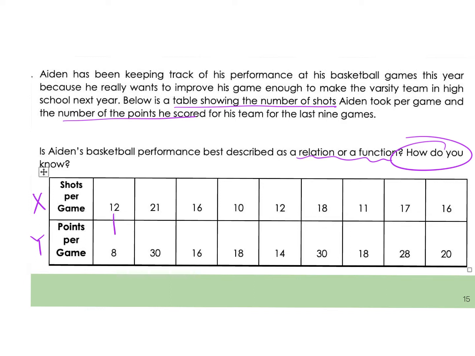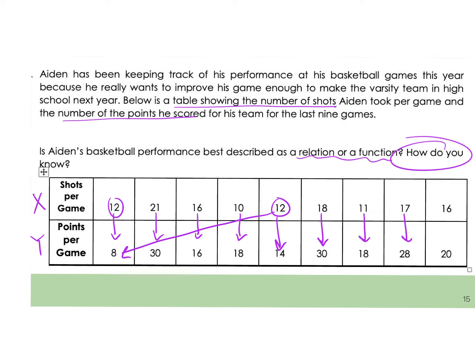12 shots, 8 points. 21 shots, 30 points. 16, 16. 10, 18. As long as all I have are straight lines, I'm going to have a function. Oh, we've got 12 again. 12 goes to 14, but 12 also goes to 8. 18 goes to 30. 11 goes to 18.